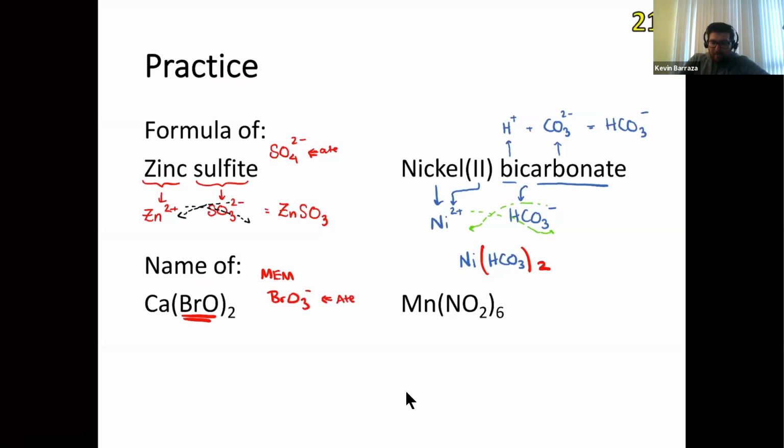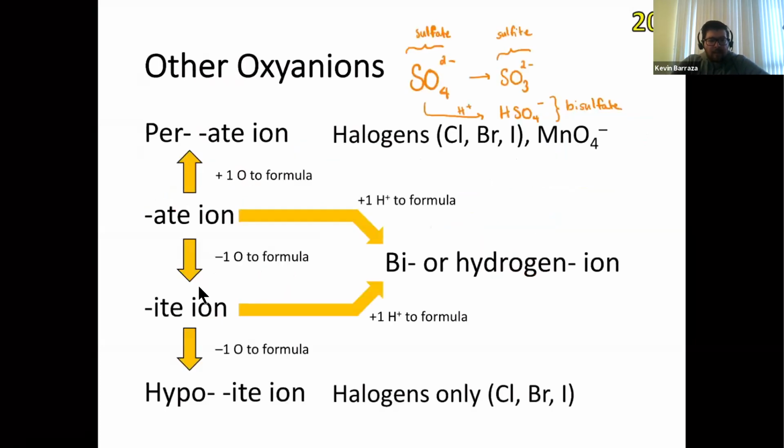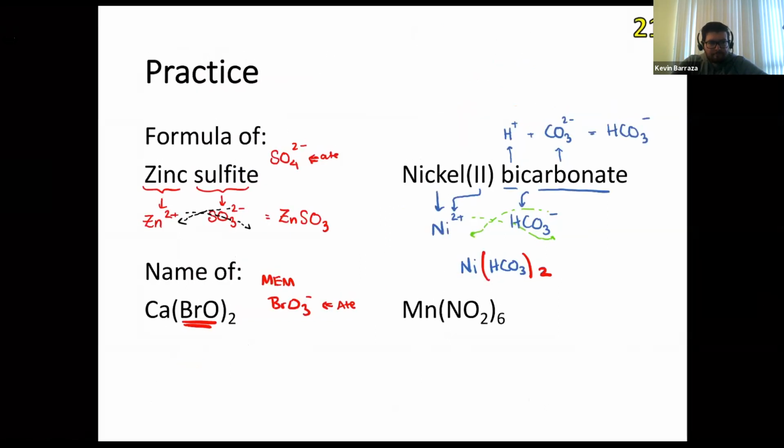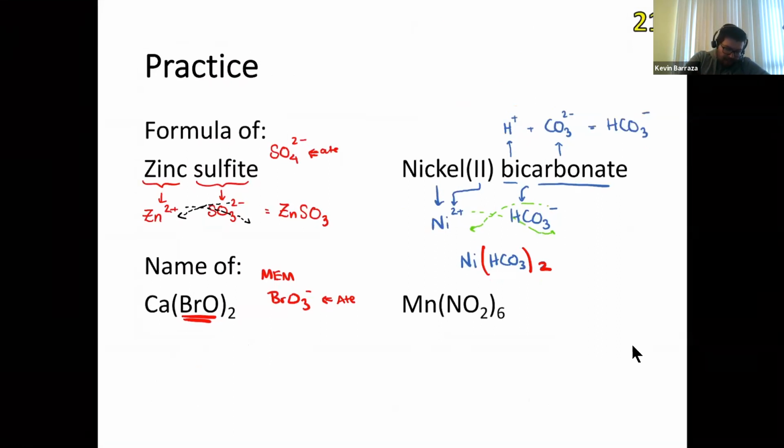And now I use sort of the information. 3 oxygens is an 8. This has 1 oxygen, so there's 2 less. So again, we use our pattern. Take away 1 oxygen and it's an ite. Take away 2 oxygens and its name becomes hypo blank ite. So that's what we mean by we're going to memorize that pattern. So that means that the name is calcium hypobromite.